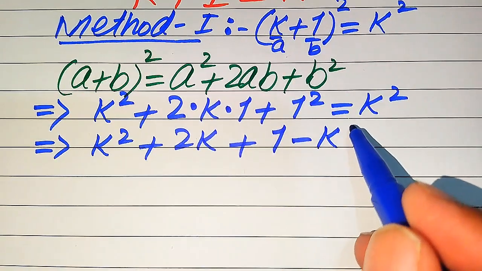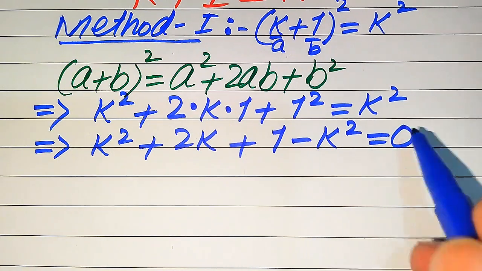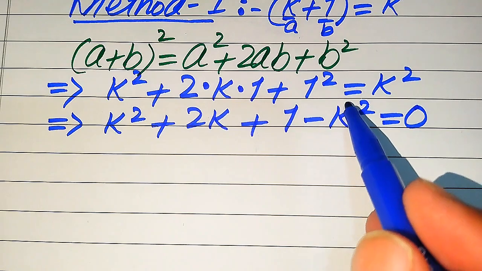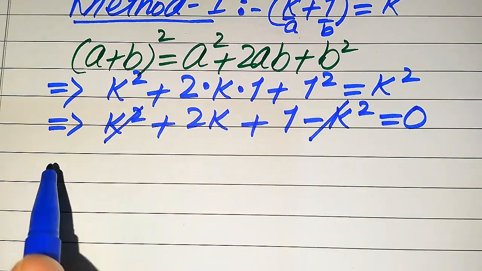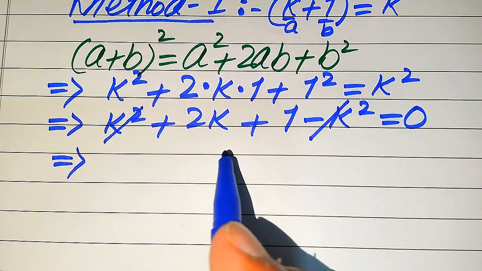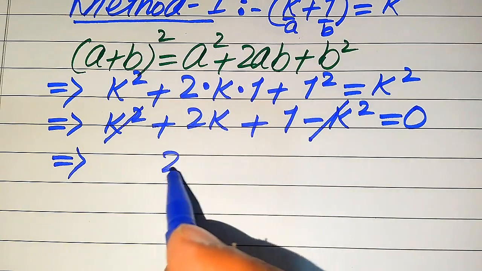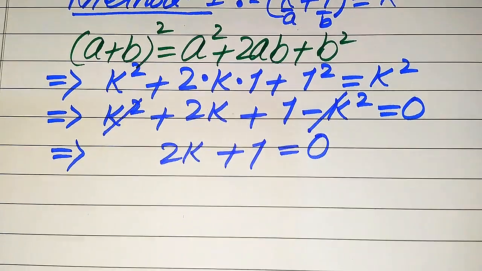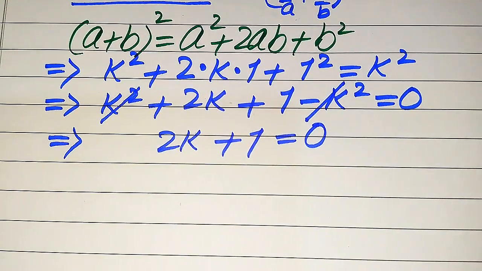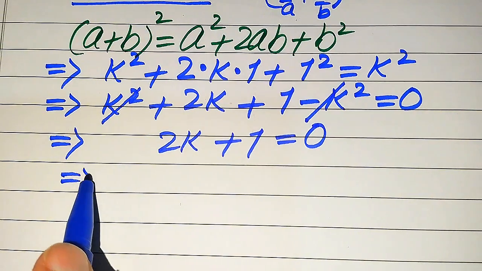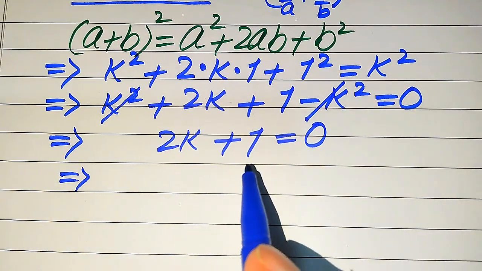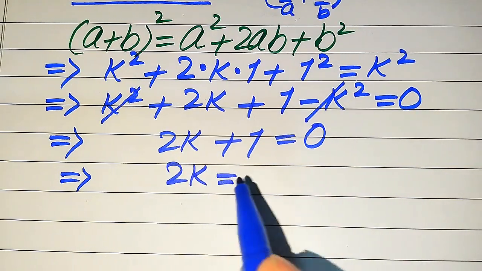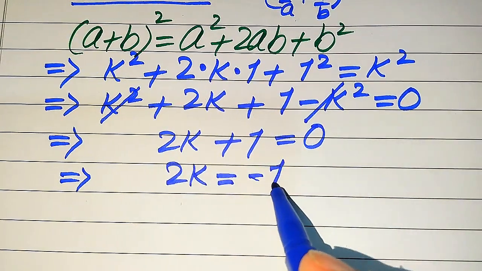When we move it to the left hand side, it becomes minus k square, and this whole equation is equal to 0. And now you see here, this is minus k square, this is plus k square, they are cancelled out by each other, and from here we get 2k plus 1 is equal to 0. So here our target is to find the value of k, so we need to move all the other terms to the right hand side. And now you see, this is plus 1, we move this plus 1 to the right hand side, and it becomes minus 1.